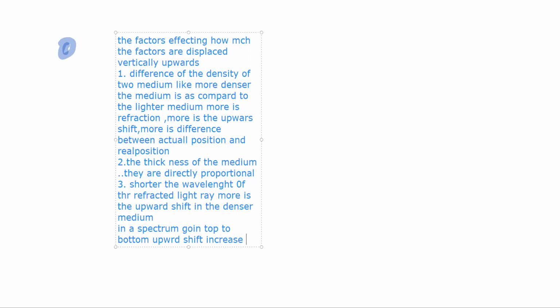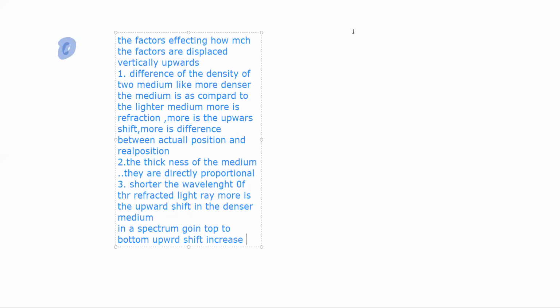That is basically the concept behind the upward shift through the mediums. That's how we discuss these things. Reading from the book: higher the refractive index of the medium, more the shift. Thicker the medium, more is the shift. The shift increases with the decrease in wavelength of light.